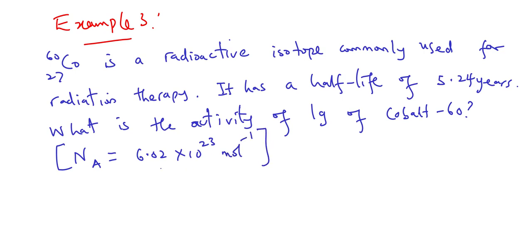Okay. So the question is: cobalt 60 is a radioactive isotope commonly used for radiation therapy. It has a half-life of 5.24 years. What is the activity of 1 gram of cobalt 60? So, solution.